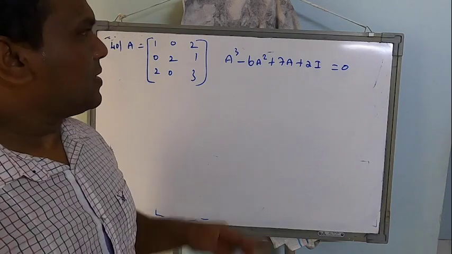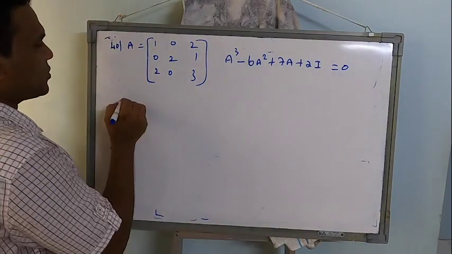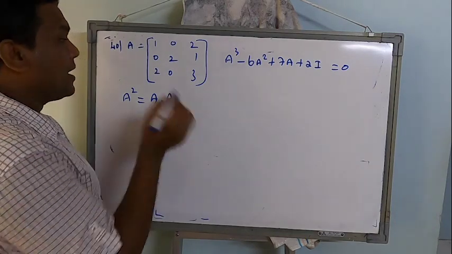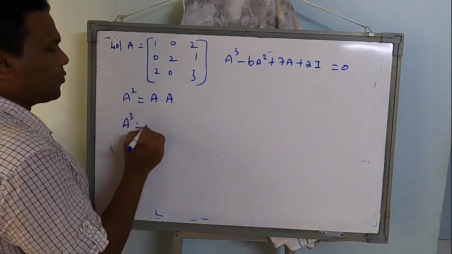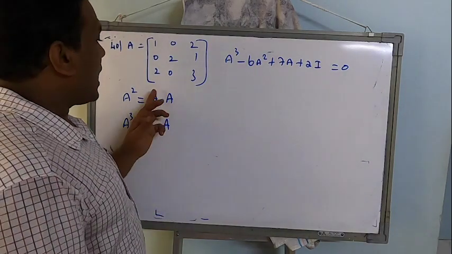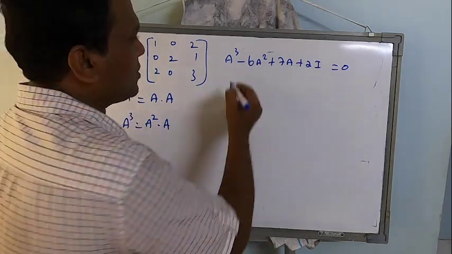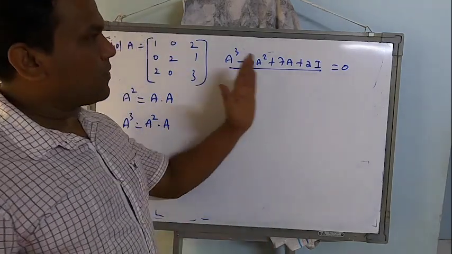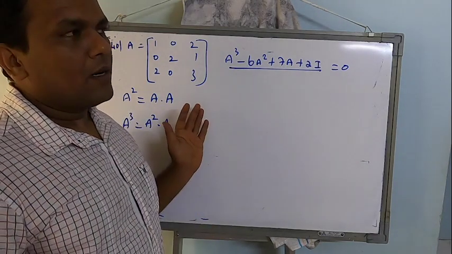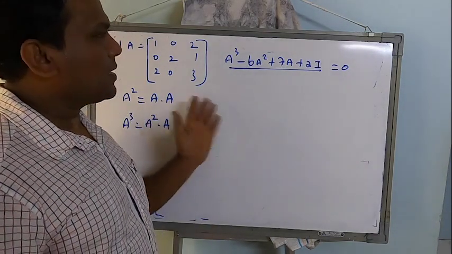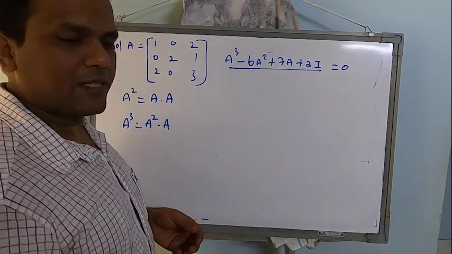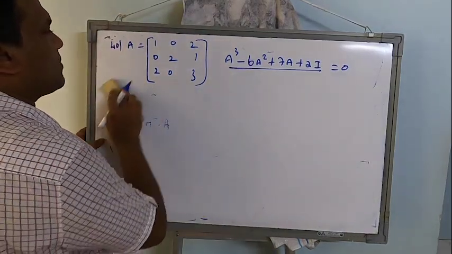So starting from where? I should start from A square. A square is equal to A multiplied by A. After finding that, find out A cube. A cube is equal to A square multiplied by A. After finding these two, you start with the LHS. That means take this condition, substitute the values, simplify. The last matrix has to be a 0 matrix. Problems of such kind have already been done, so I'm not going to explain each and everything. Wherever necessary, I'm going to explain. So please take care of this 5 marker.